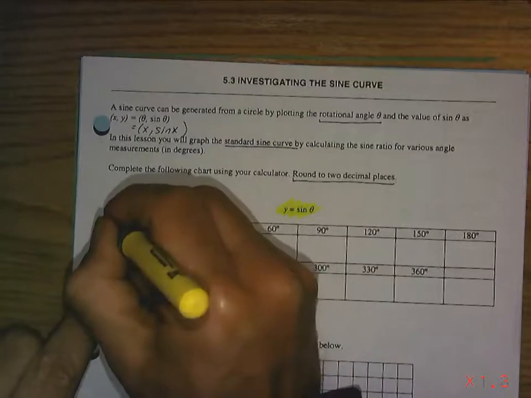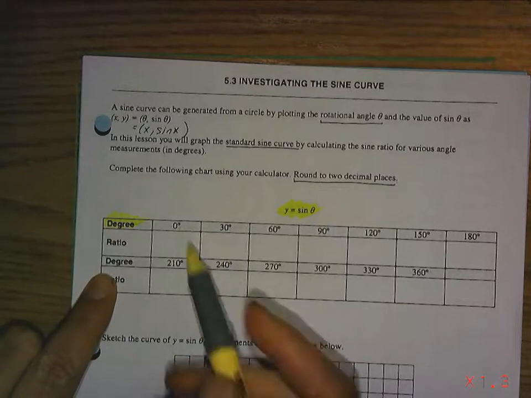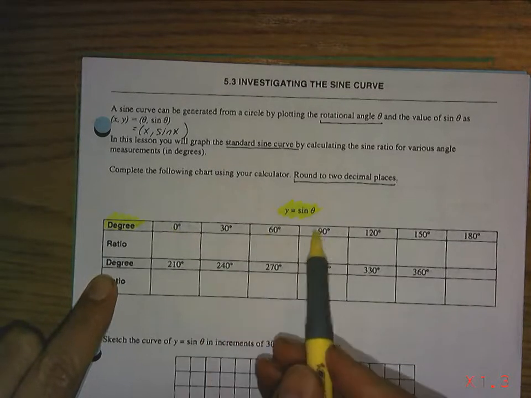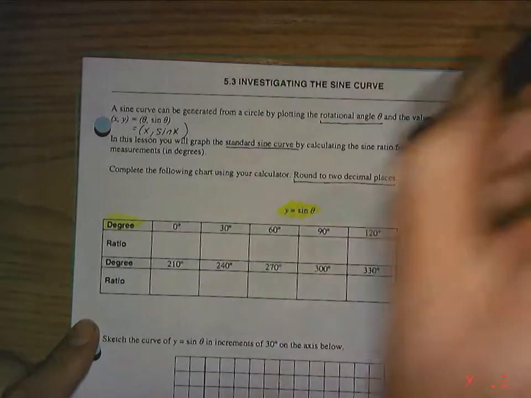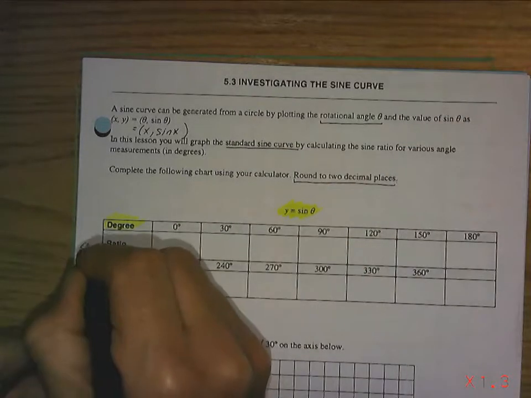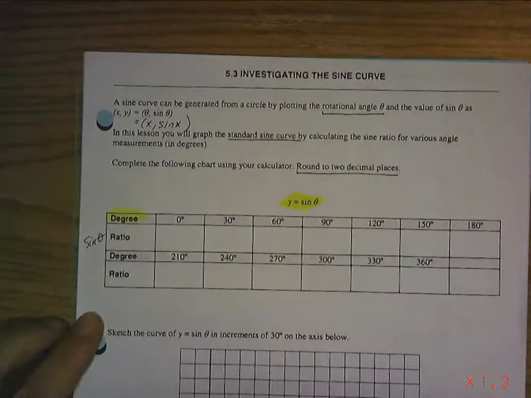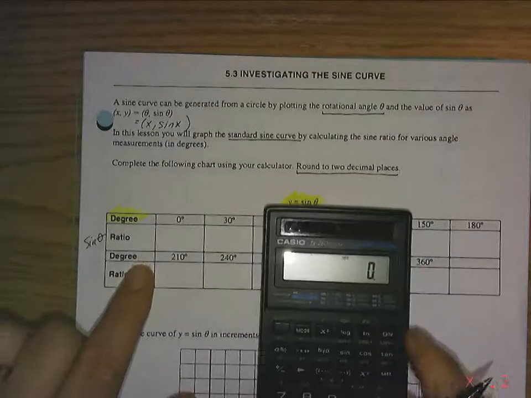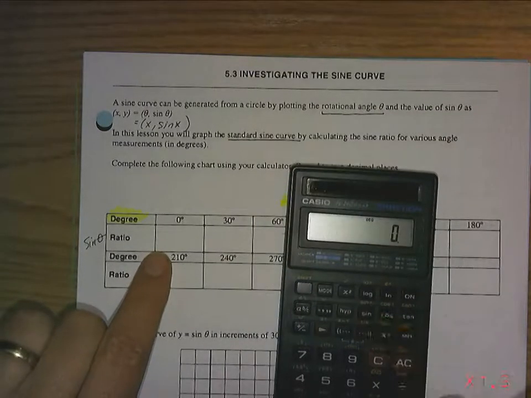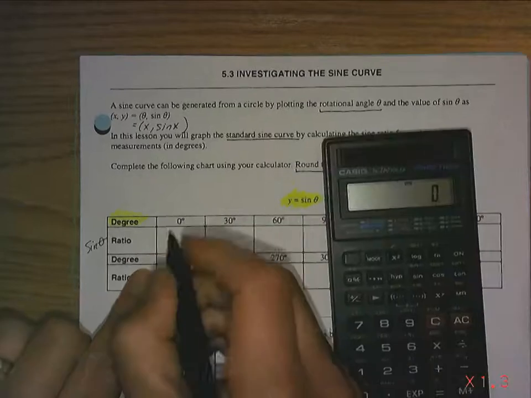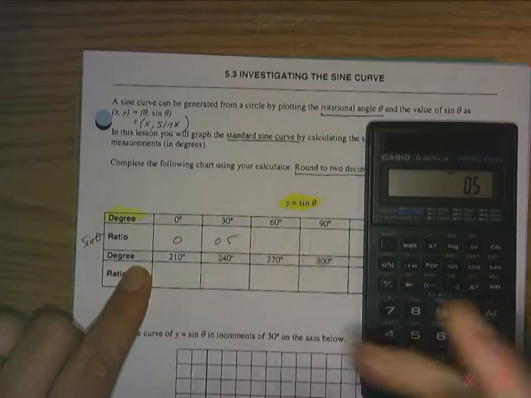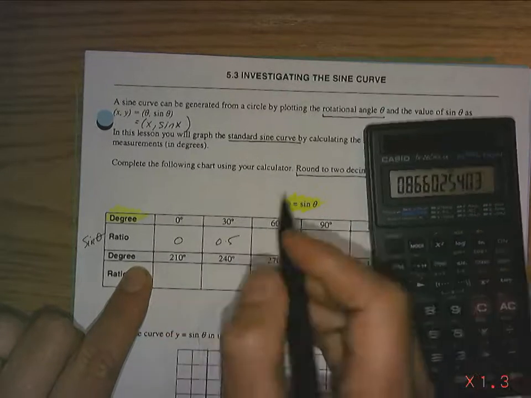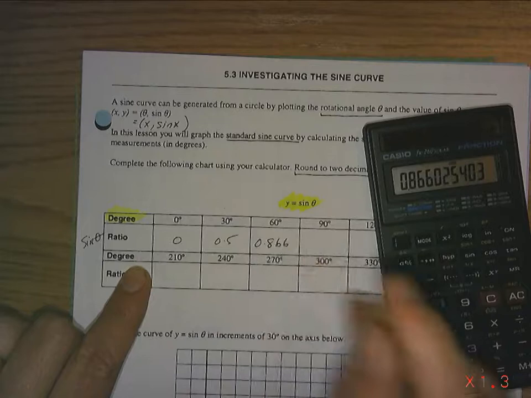So let's do, these are the degrees we're going to put in. Now I gave them to you. You could have chosen any values at all. I chose these ones. 0, 30, 60, 90, 120. And the ratio that we're going to be coming up with is simply the sine theta, which is the opposite over hypotenuse if we were in a triangle. So let's take a look. 0 sine equals 0. 30 sine, 0.5. 60 sine, 0.866.